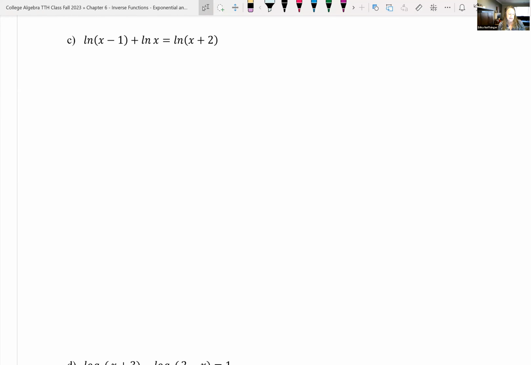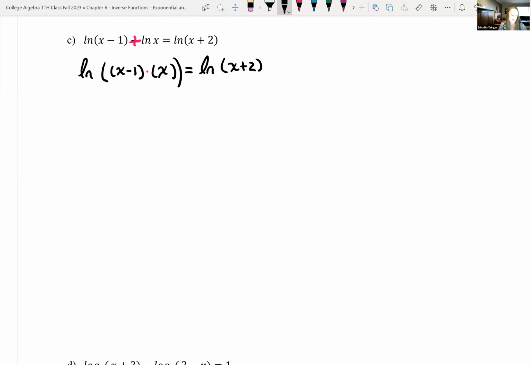So the next example, we have the natural log of the argument x minus 1, plus the natural log of x, and that is all equal to the natural log of our argument x plus 2. I noticed that I could rewrite the left-hand side of my equation. I have addition in between my two logs, so I could rewrite that as a single log, the natural log of x minus 1 times x. And this is equal to the natural log of x plus 2.